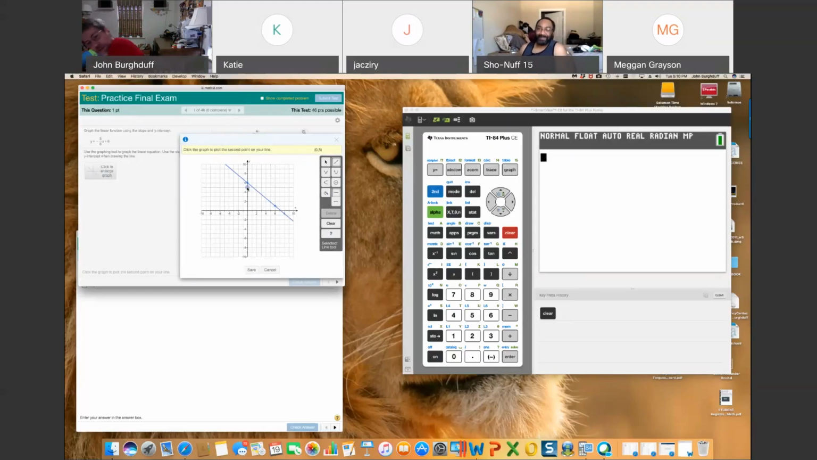Okay, there we go. The rise is 2, so you would count up 2, and thinking of it as 2 over 1, you'd go to the right 1. So starting at the 5 on the y-intercept, go up 2, right 1, and click again, and that's what that would look like. And then when you're ready to save, you click save, and it'll tell you if you're right or not. I've got too many lines on here, so it won't like that, but that's how you do it. Does that help?